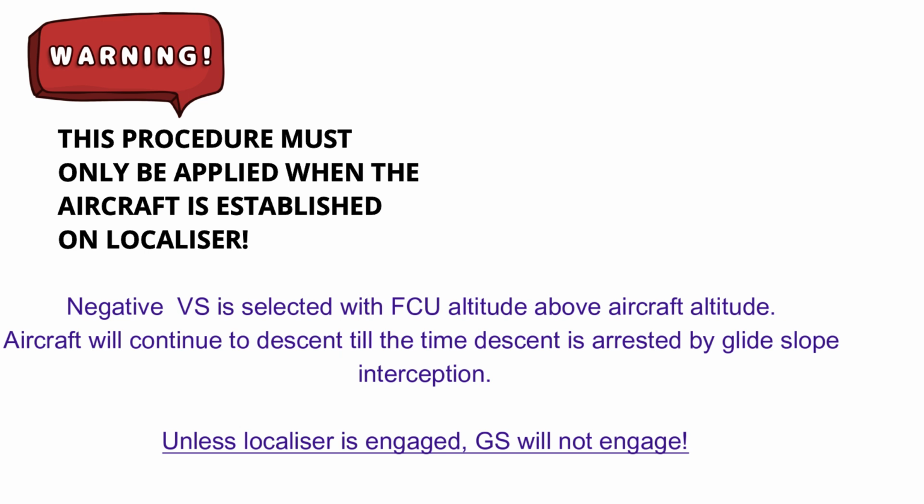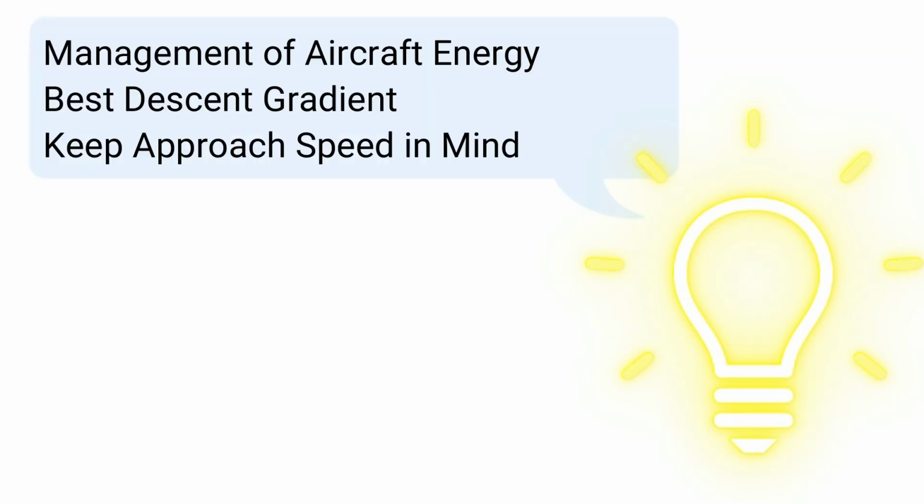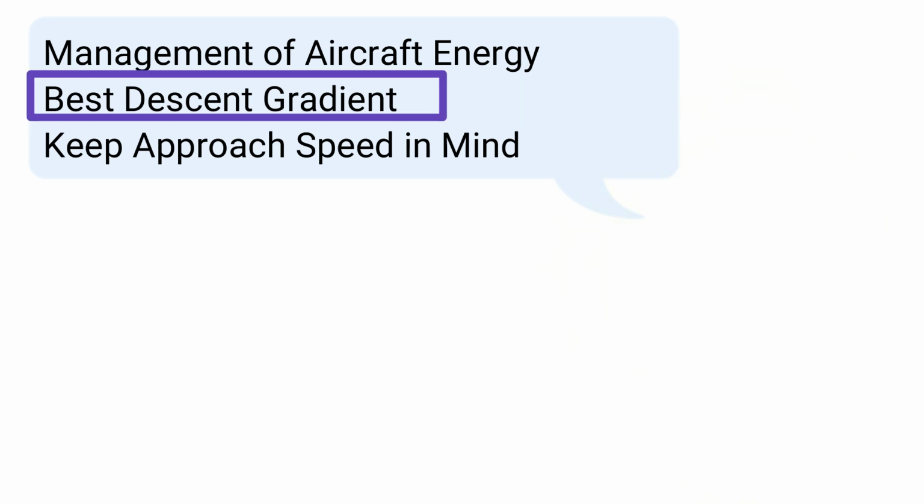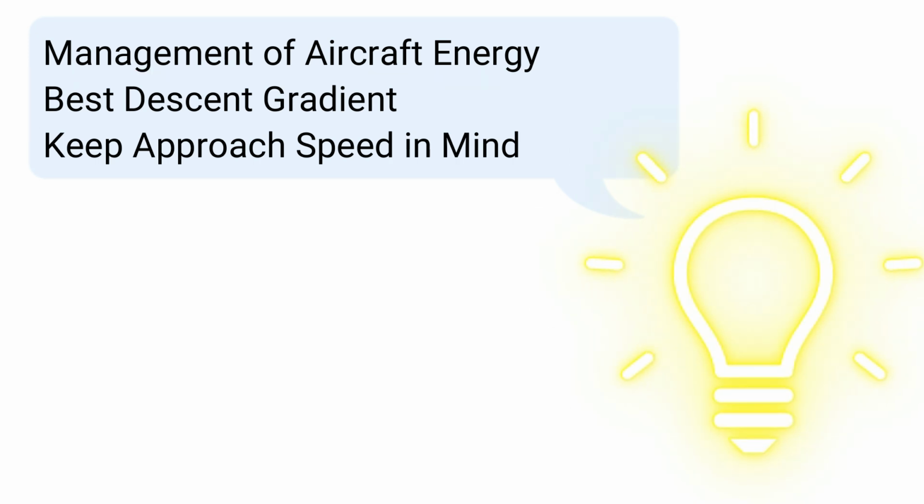It is important to remember that, unless localizer is engaged, glide slope will not engage. Crew may be high on approach due to multiple factors. Management of aircraft energy becomes really important and critical. Intention of this procedure is to get the best descent gradient, not the best vertical speed. Remember, best descent gradient, not the best vertical speed.